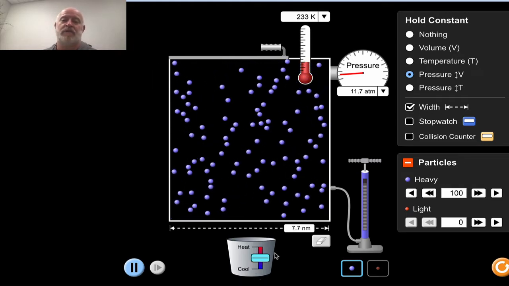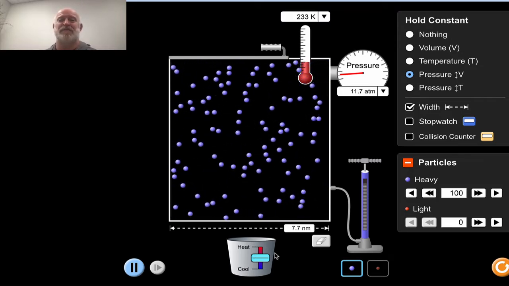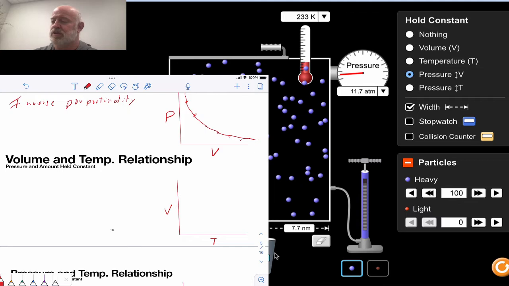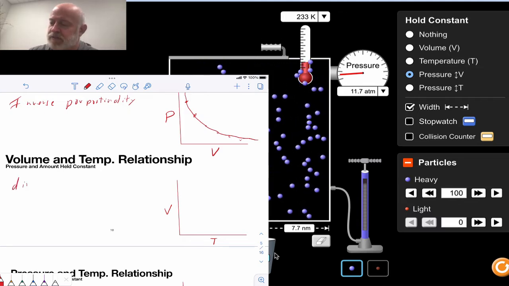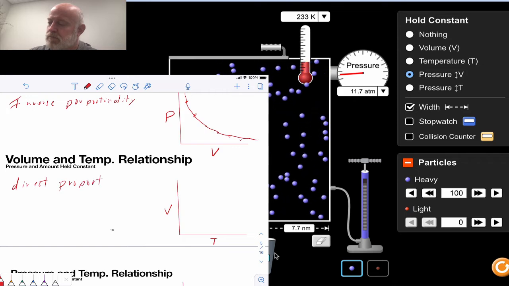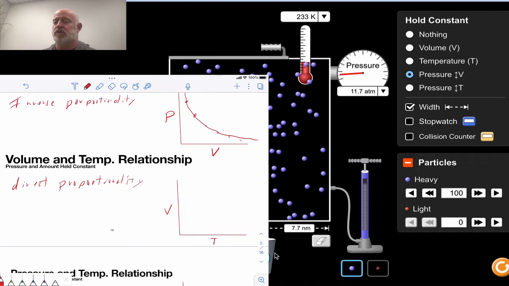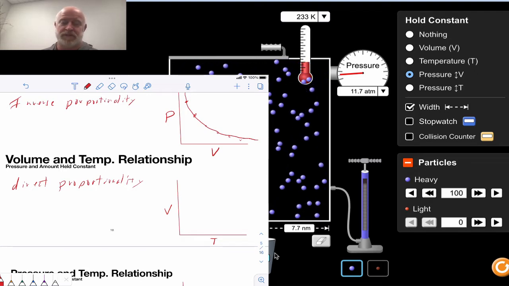And again, we have a proportionality, but now it's a direct proportionality, okay? Or we sometimes say these are directly related to each other. So as a result, we have a direct proportionality for volume and temperature when pressure and amount is held constant.